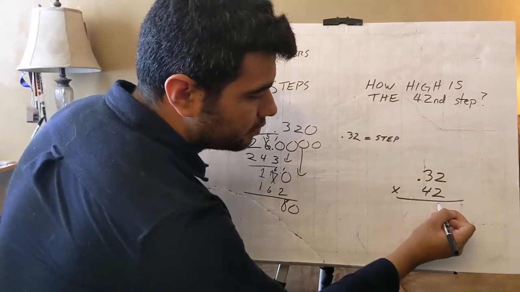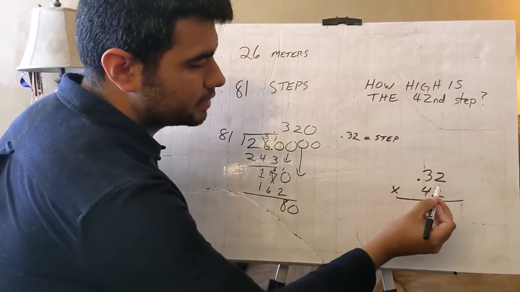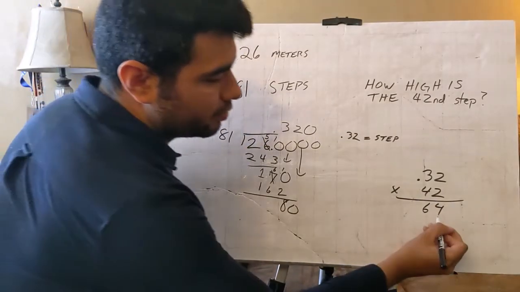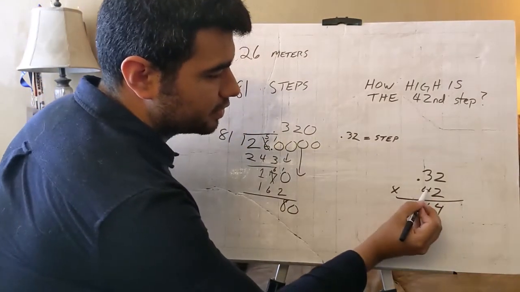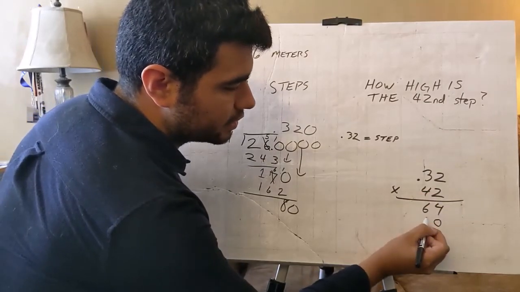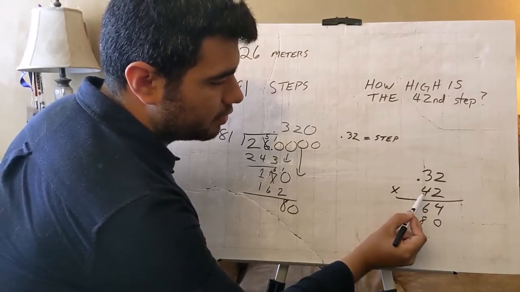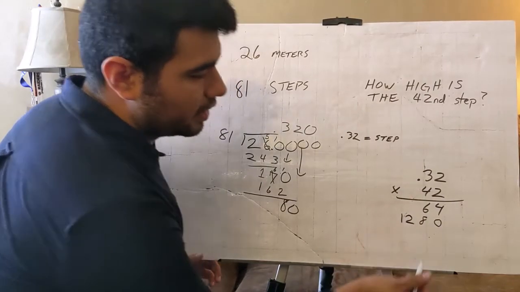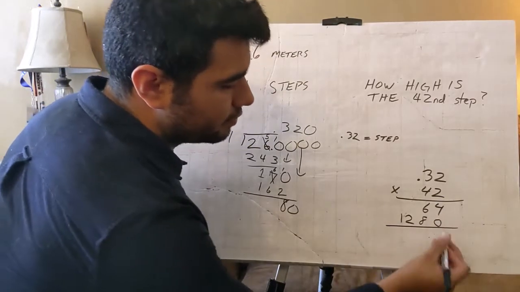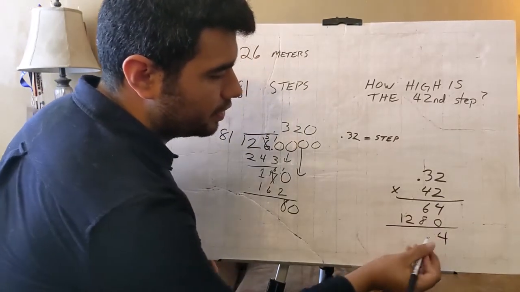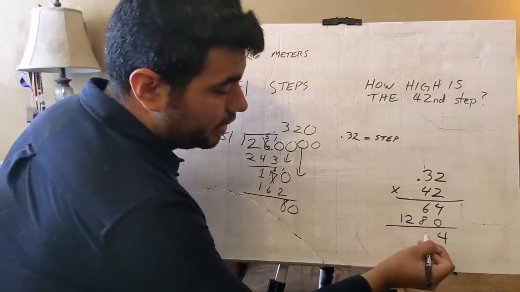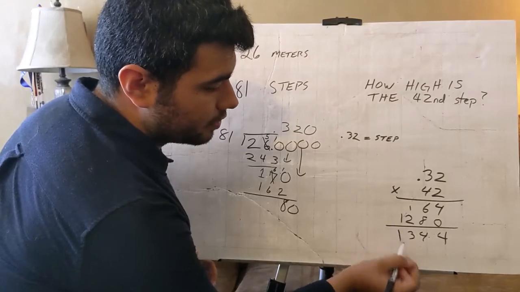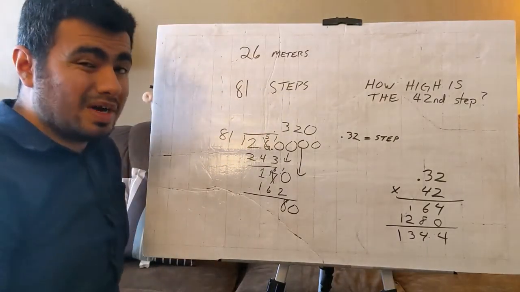2 times 2 is going to give me 4. 2 times 3, sorry, that's going to give me 6. I'm going to put a placeholder right here as I move over here. 4 times 2 is going to give me 8. And 4 times 3 is going to give me 12. Add all of this up together. 4 and the 0 make 4. 6 and 8 make 14. This makes 3. 1. But I'm not quite done.